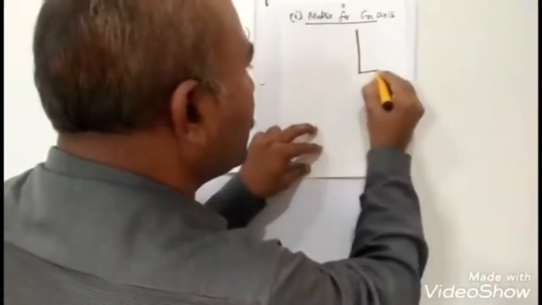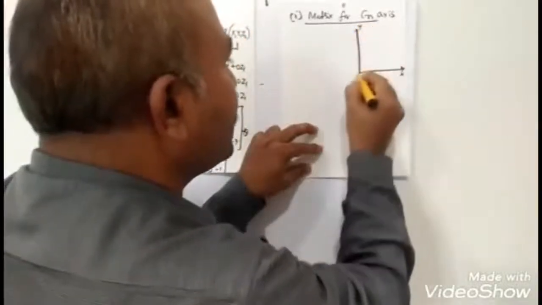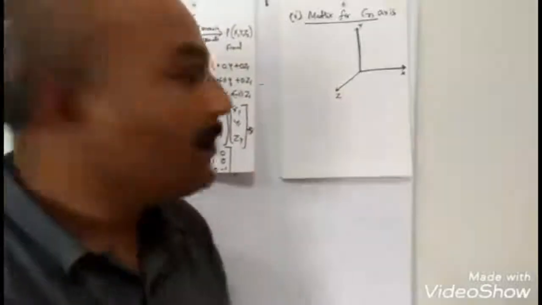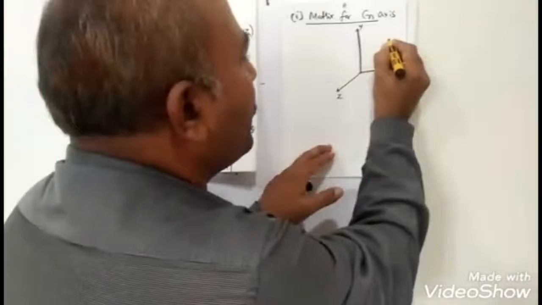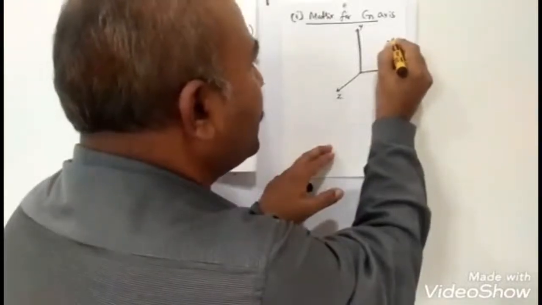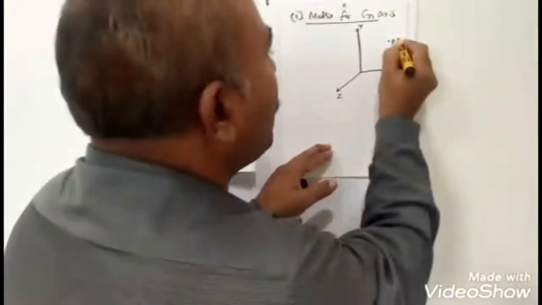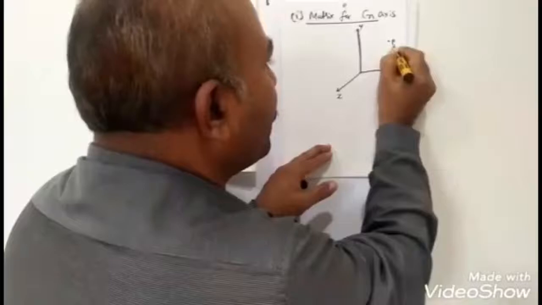So choose the x-axis, y-axis, z-axis. So in Cartesian coordinate system, consider a point P, initial point P1. Assume that this is a point P1 with initial coordinates x1, y1, z1.